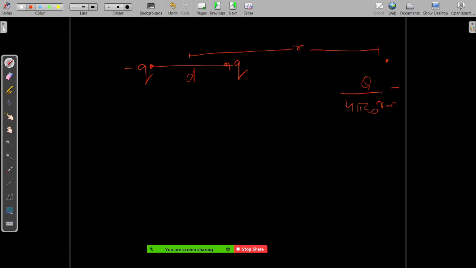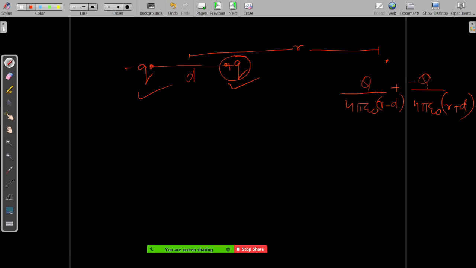R minus D, and it will be what? This is minus Q. Plus, we are adding total potential. I am adding the potential due to this charge, and another term I am writing is the potential due to the other charge. So this will be 4 pi epsilon naught R again. So this is R plus D basically.